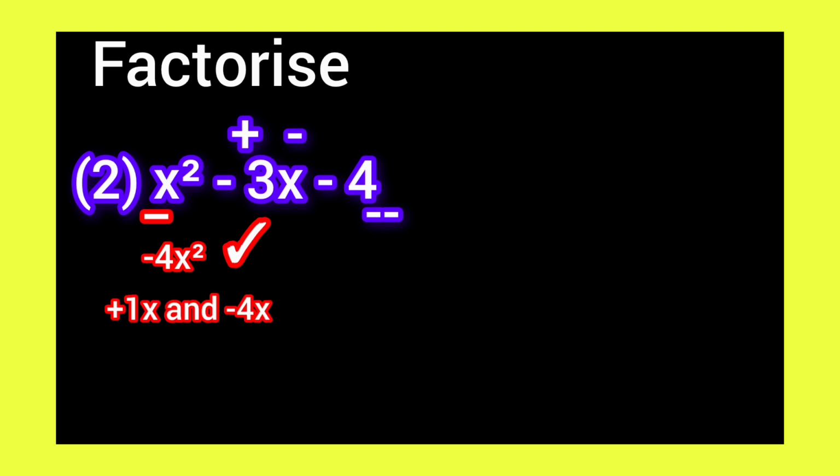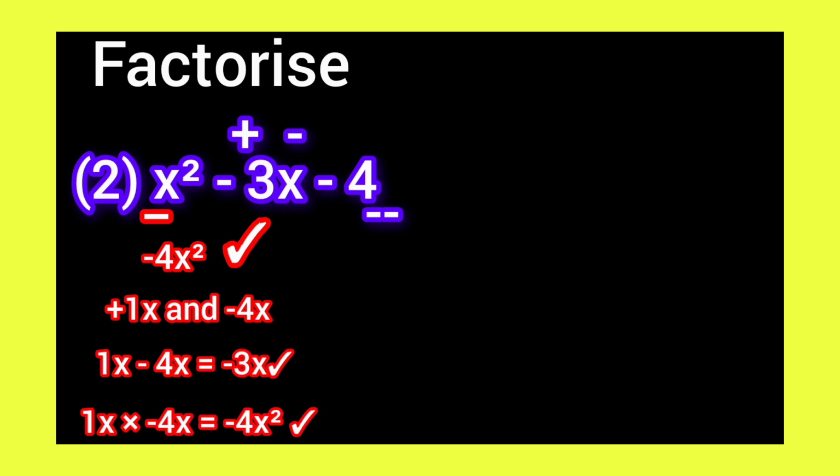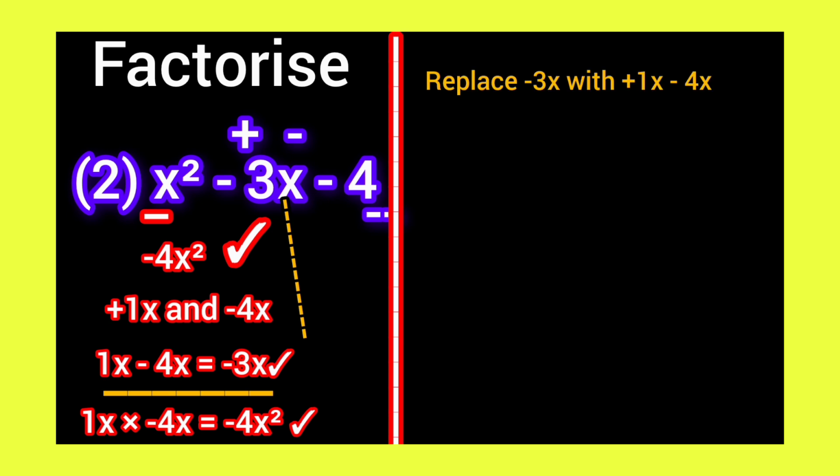Now, what are the factors of minus 4s squared? Plus 1s minus 4s. 1s minus 4s is going to give us minus 3s. And 1s times minus 4s is going to give us minus 4s squared. So the good numbers to replace minus 3s are 1s and minus 4s, since they give us minus 3s. Then we replace minus 3s with plus 1s minus 4s. Then we have s squared plus 1s minus 4s minus 4.